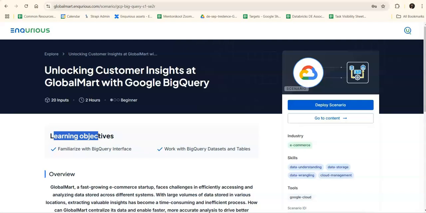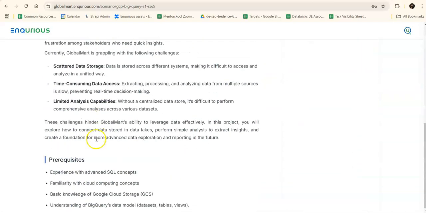But then again, how do I understand what is the knowledge I should have before I even get started with the scenario? This is where we have clearly outlined the prerequisites, that is, what would be the level of experience required to complete this particular scenario.